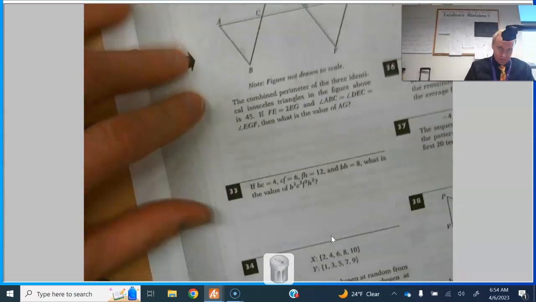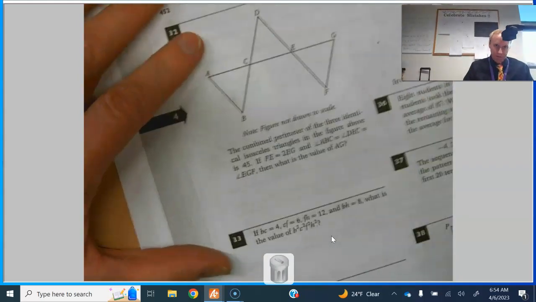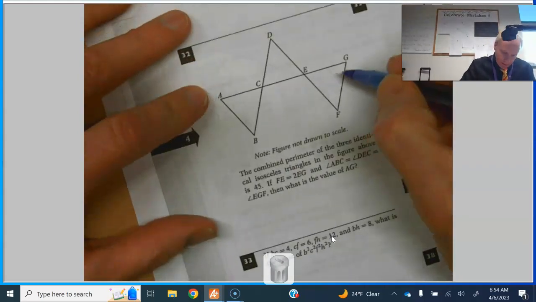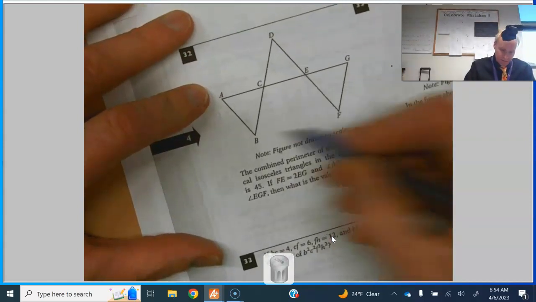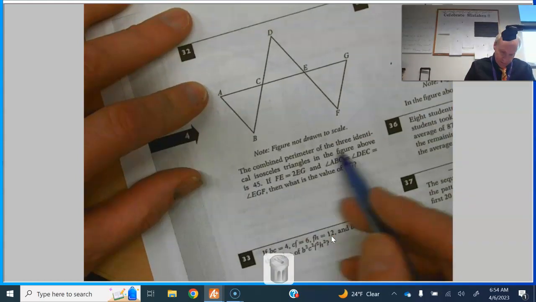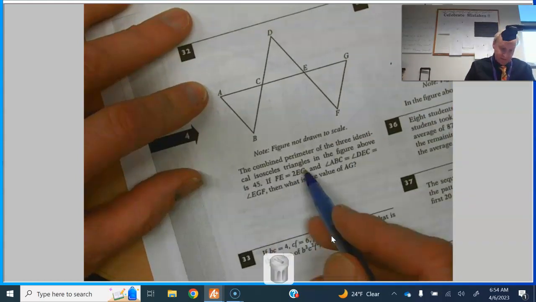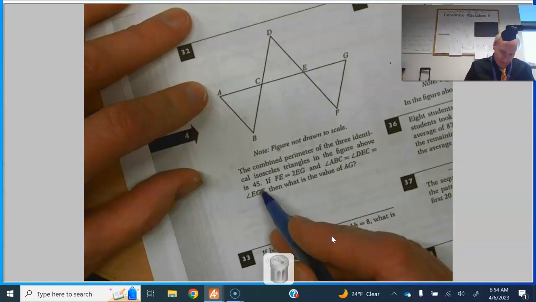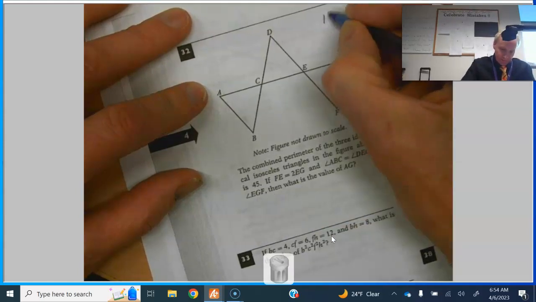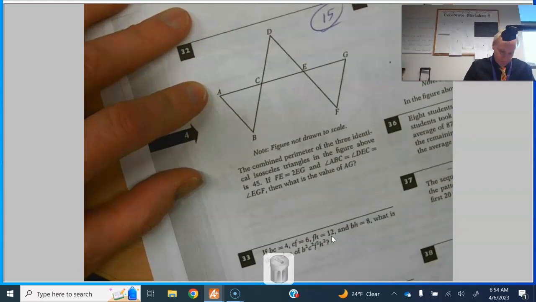Let me make sure I've got my diagram. Okay, figure not drawn to scale. So be careful, these triangles are not drawn to scale. The combined perimeter of the 3 identical isosceles triangles, they are isosceles on the figure above, is 45. So each one has a perimeter of 15, and they're isosceles.